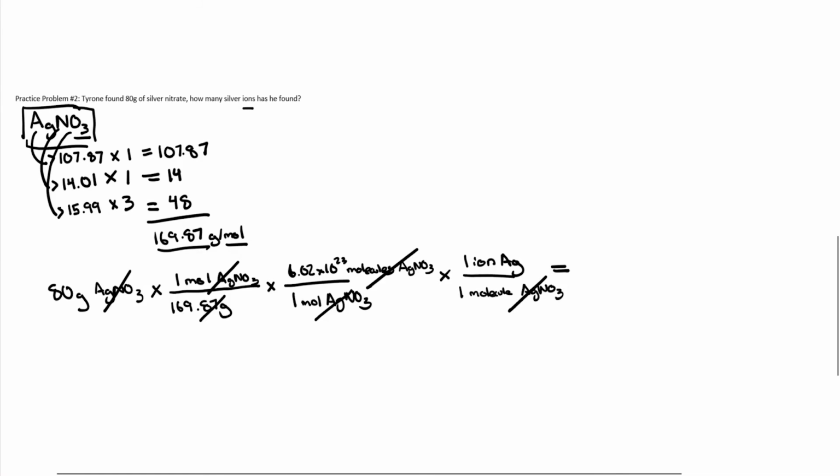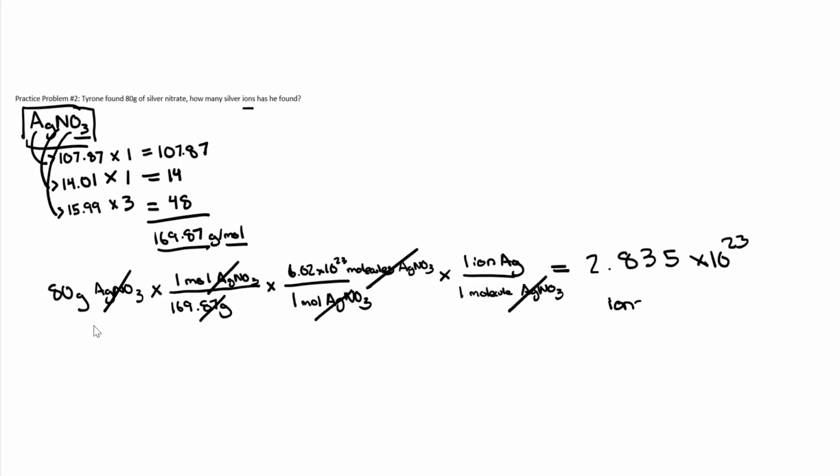So now if we were to use all of these quantities and do the multiplication, so 80 divided by this, multiplied by this, and multiplied by that, our final answer would be in the ballpark of 2.835 times 10 to the 23 ions of silver.